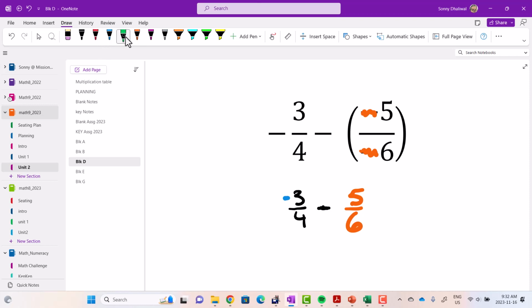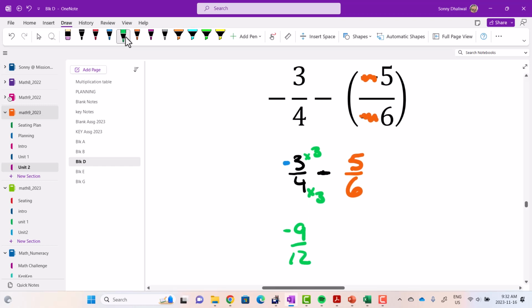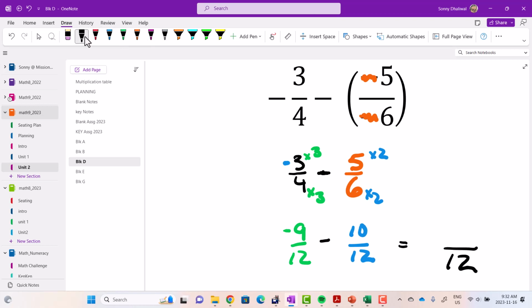To turn 4 into 12, we need to multiply by 3, top and bottom. So it doesn't change. So -3 times 3 is -9/12. Then we need to times 6 by 2 to turn that into 12. 10/12. And we have a minus sign between them. Okay? So now we do our counting. We have -9 minus 10. What number, Christian? -19, right?